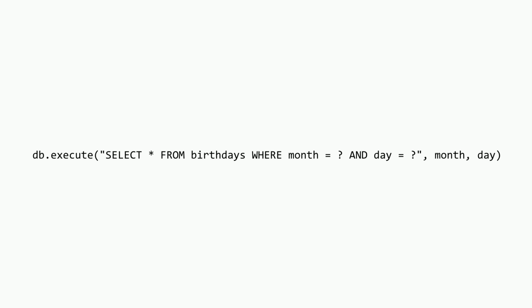If I also specified where month equals question mark and day equals question mark, so now passing in the month and the day, then this would return to me all of the birthdays that are this exact month and day. So all of the rows with the same month and day. So maybe this is useful if I'm looking to check if there's anyone with the same birthday or the same birthday month.